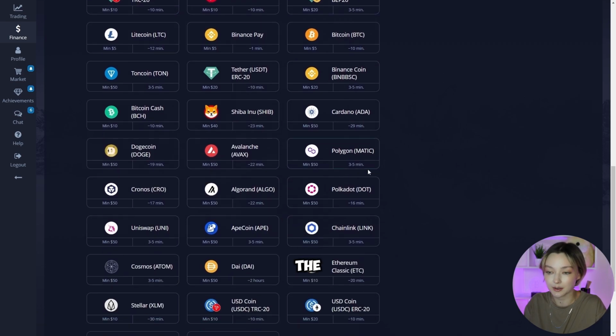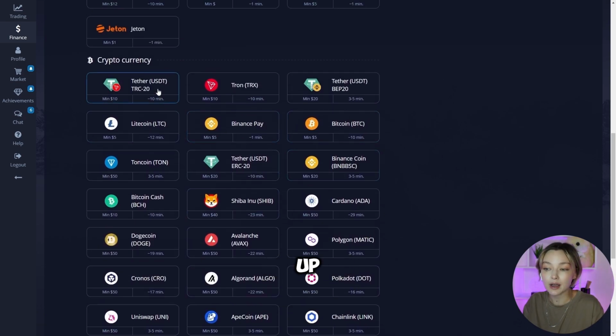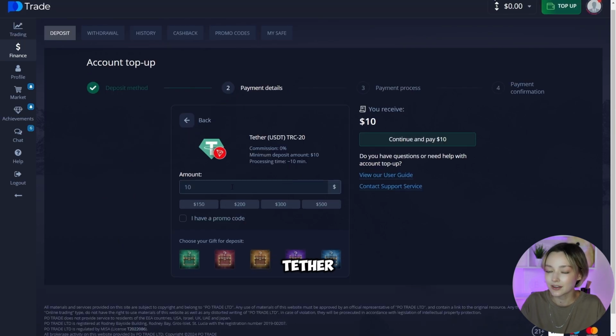Click finance and then deposit. There are multiple ways to top up, one of them being cryptocurrency. Let's say we want to choose Tether, USDT. We're entering $200, for instance, and there's also this button.